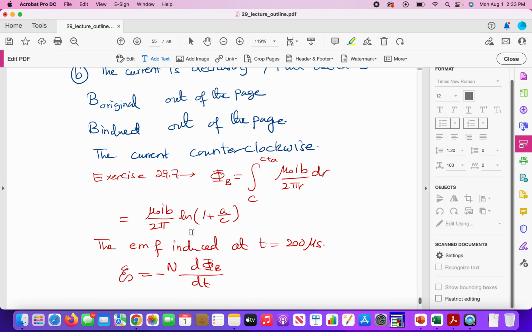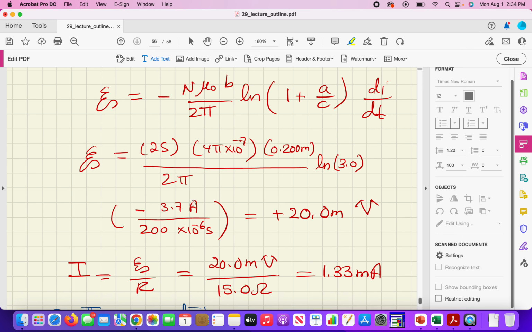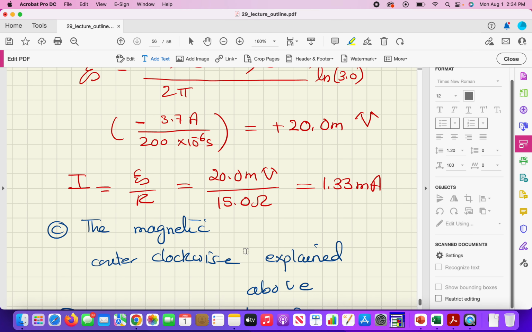Also, we are going to use the result from exercise 29.7, where the flux is the integral from c to c plus a of mu 0 i b over 2 pi r dr. We can evaluate the integration, and then we can calculate the EMF as negative n, the number of turns, times the rate of change in the flux, and from that we will be able to calculate the EMF, and then divide by R. Then we are going to have 1.33 milliamperes.